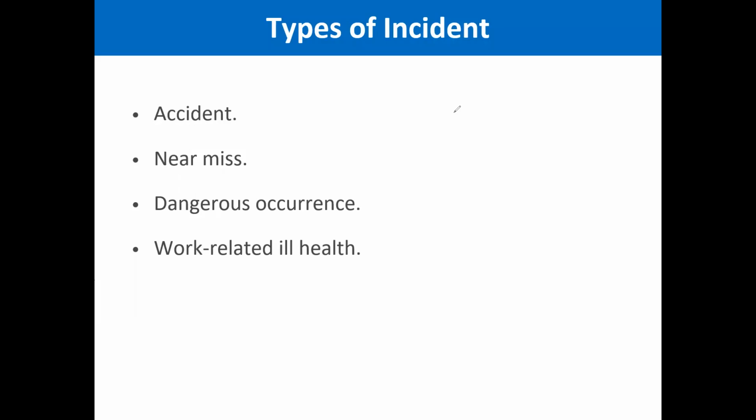So basically, the types of incidents, sorry, let me just give you the definition of an incident before. An incident is any unplanned or unwanted event which either leads to damage or could have led to damage. If the incident leads to damage, it is called an accident. If the incident does not lead to any damage, it is called a near miss. This is very, very important to remember.